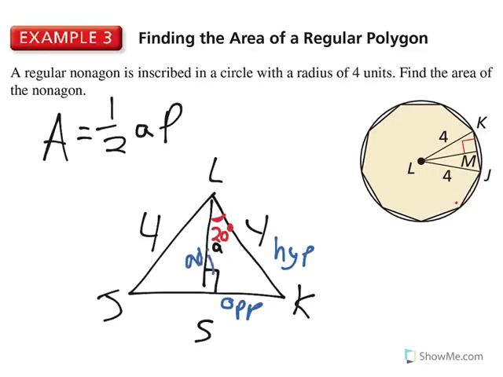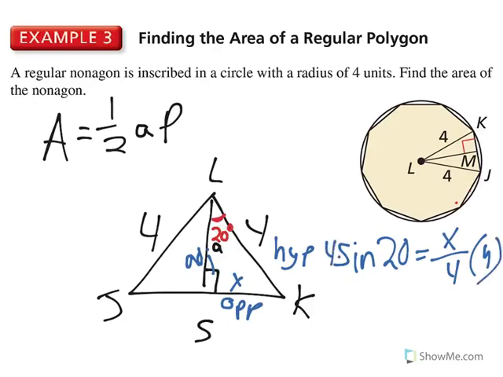I need to get my apothem, and I need to get my side length, because I need to find my perimeter. So I'm going to have to use one that uses opposite and one that uses adjacent. First I'm going to think about the side. I'm going to use opposite and hypotenuse, which would be my sine function. So sine of 20 would equal opposite over hypotenuse. I'm just going to call this x, so x over 4. In order to solve, I multiply by the denominator, so I multiply by 4.